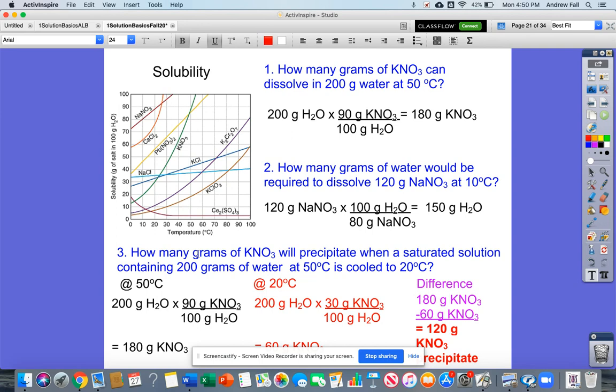And the third problem asks, how many grams of potassium nitrate will precipitate when a saturated solution containing 200 grams of water at 50 degrees Celsius is cooled to 20 degrees? We look and see how much can dissolve at each of those temperatures and find the difference. At 50 degrees, in 200 grams of water, we can dissolve 180 grams of potassium nitrate. However, at 20 degrees, you can only dissolve 30 grams in 100 grams of water. Thus, you would only be able to have 60 grams of potassium nitrate dissolved in the solution. When we subtract the lower temperature value from that at the higher temperature, we can see that we would have 120 grams of potassium nitrate precipitate.